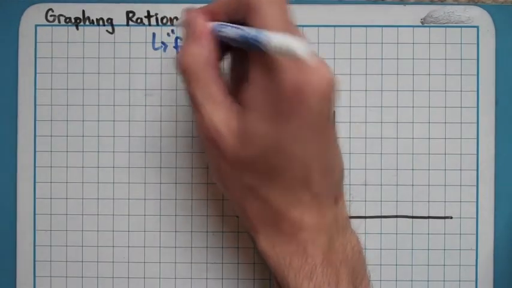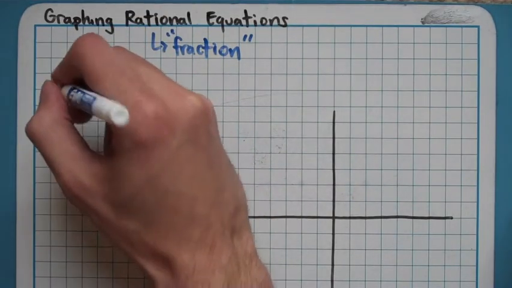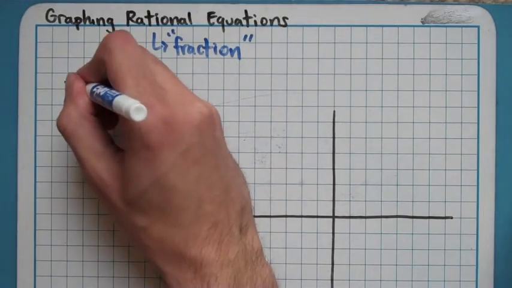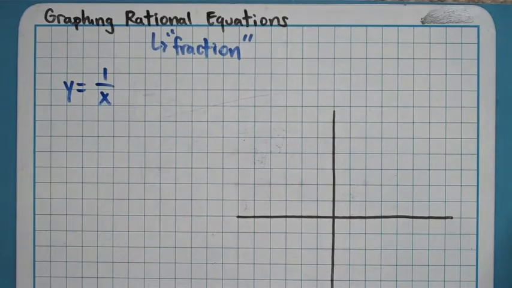So when we're talking about rational equations, the basic idea is that x is in the bottom of our fraction. And the most basic, our parent function for rational equations, is y equals 1 over x. So this is a new type of graph because x is in the denominator of a fraction here, and that's something we haven't come across before. So we want to find out what this graph looks like.